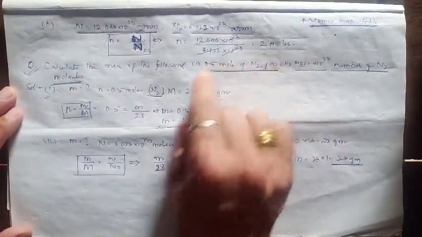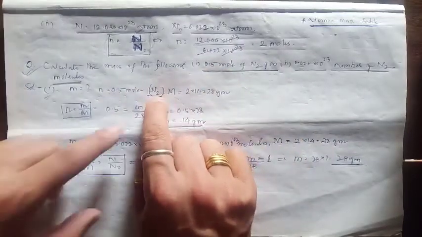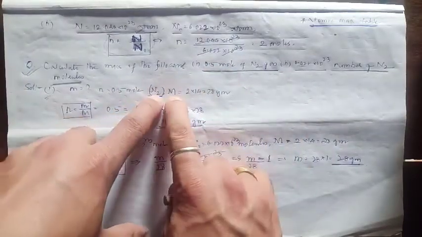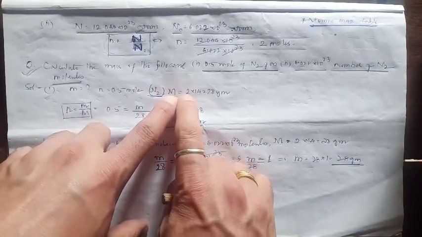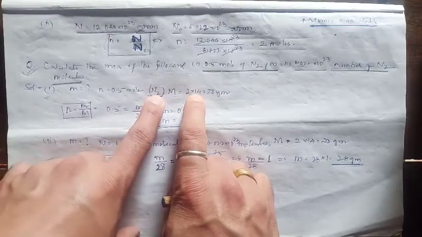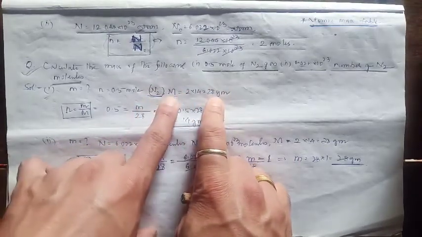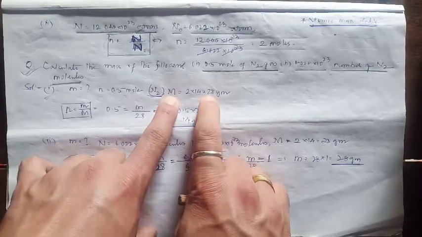First, write the given conditions. You have n, that's given to us, 0.5 mole. N₂ is a nitrogen molecule. What is the molar mass of a nitrogen molecule? It's 2 multiplied by the atomic mass of nitrogen, because in a nitrogen molecule you have 2 atoms. The atomic mass of nitrogen is 14. If you multiply this, you'll get 28 grams. So the molar mass of nitrogen gas is 28 grams.